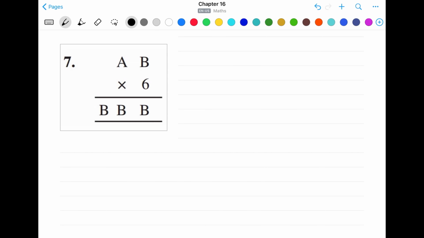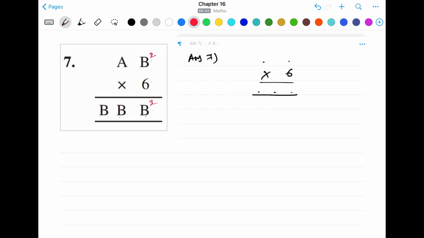Now we have AB multiplied by 6, we are getting BBB, all the digits the same. So let's write this answer number 7. We have AB multiplied by 6, and we are getting the result as BBB. So we have to assume a number which when multiplied by 6 gives the same digit here. Let's say we choose 1 here. So 6 into 1 will give us 6 here. You can see these two digits are different. If we take 2 here, 6 into 2 is 12, so we're getting 2 here also. So this can be a number.